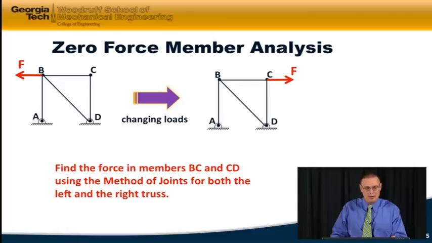I want you to go ahead and look at this same truss structure in these two different situations, and I want you to find the forces in members BC and CD using the method of joints for both the left and the right truss. Once you're done, come on back.